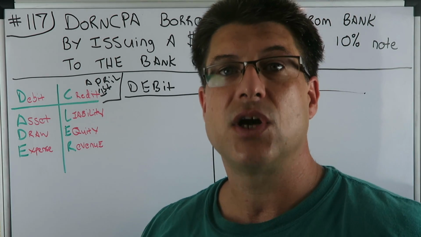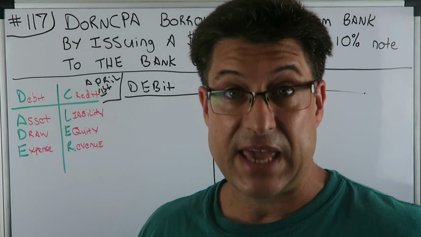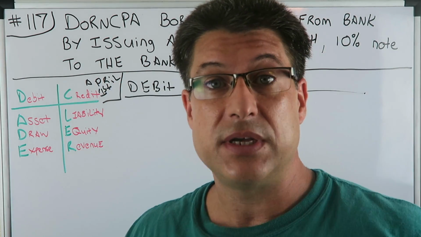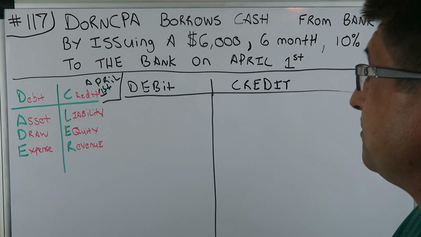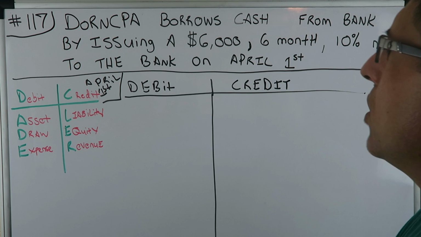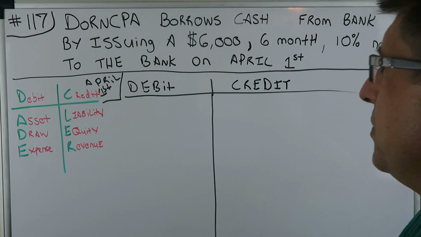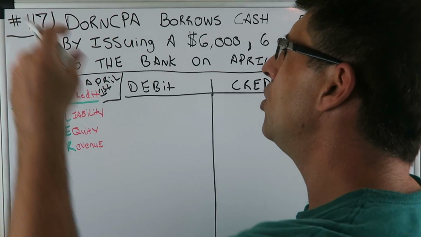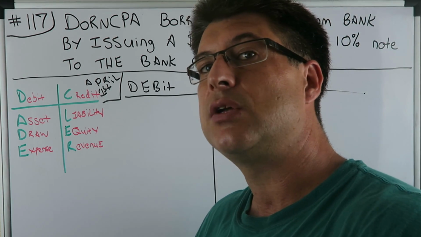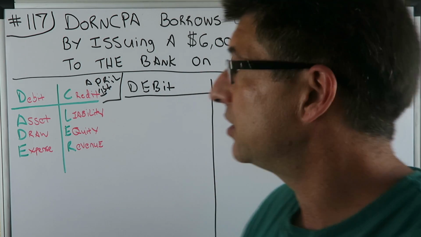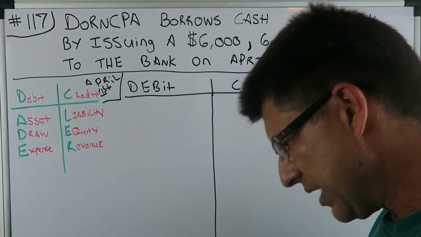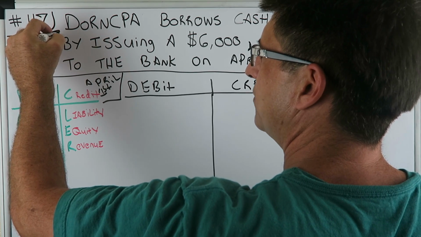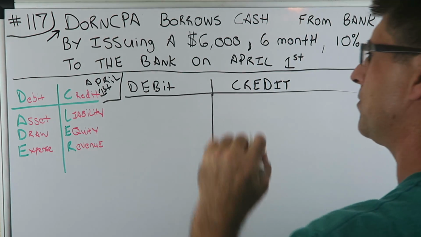And as you know, I always like to go with the cash. We're going to work with the cash for a journal entry. That always is beneficial. It always helps. So what's going on here? Doran CPA, that's me. We're the business, okay? We're writing this journal entry as the business. That's who we are. We're going to write the journal entry for the business here, all right?